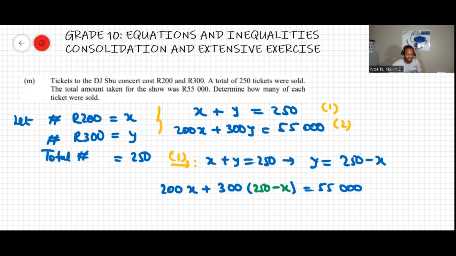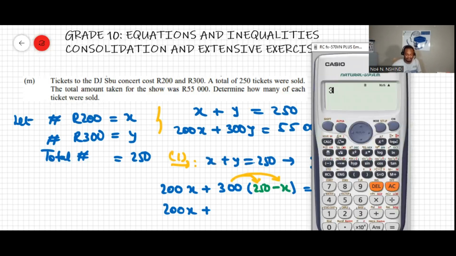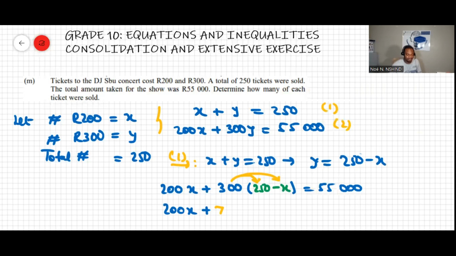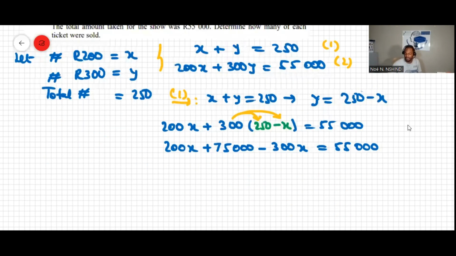Then this will be 200X plus 300 times 250 minus X. 300 times 250 makes 75,000. So I have 75,000 minus 300X, equal to 55,000. Now 200X minus 300X. These are like terms, so we can combine them. That makes negative 100X.